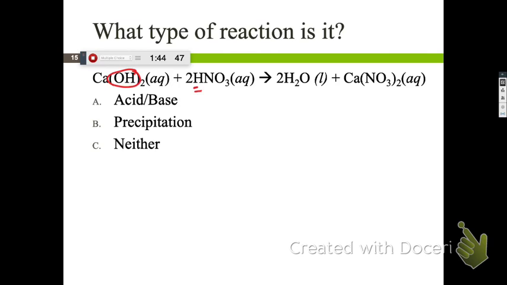You see that there's nitrate here, which is a 1- charge, and you see that there's an H there, and that's an acidic proton. So this H+ can react with that OH-, and when they come together, they form water. But that means that you have leftovers, right? Your calcium is left out, and your nitrate is left out, so it forms a salt.